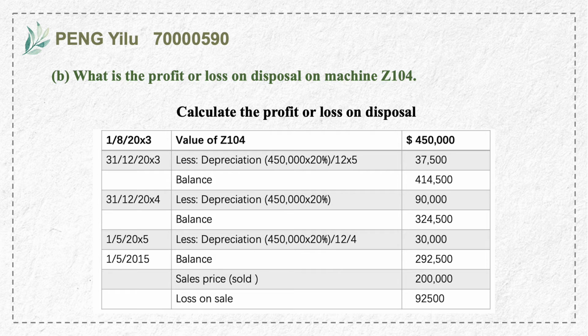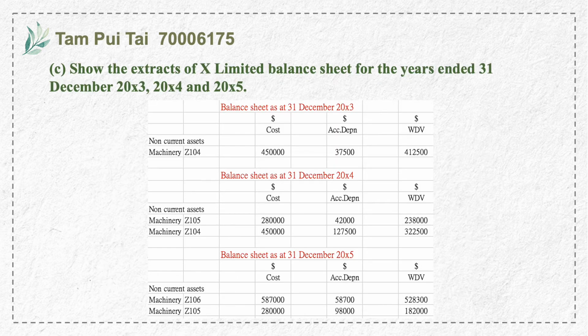Then we go on to minus depreciation on 1st May 2005. It cost 30,000. Then we balanced at 292,500. Because we sold the machine Z104 for 200,000, we lost on sale 92,500. Thank you.